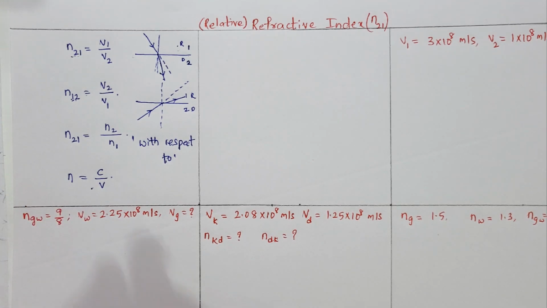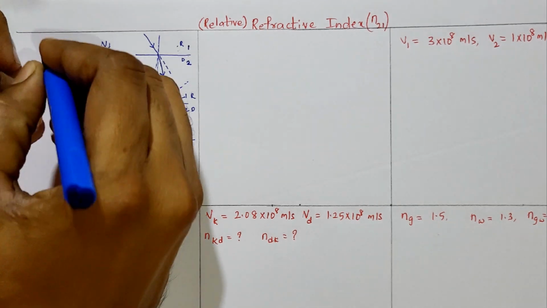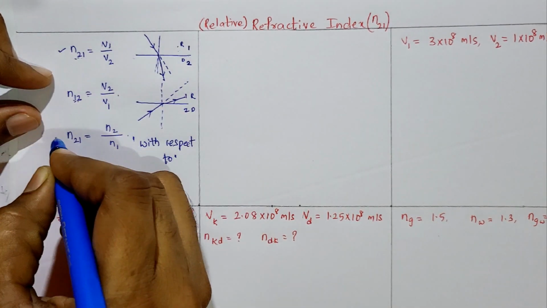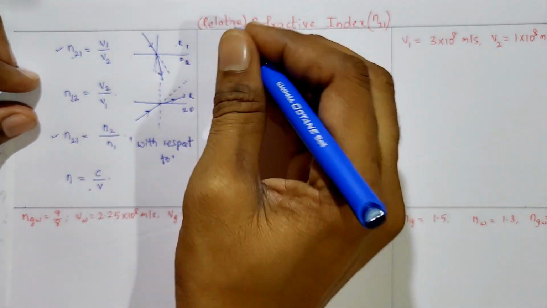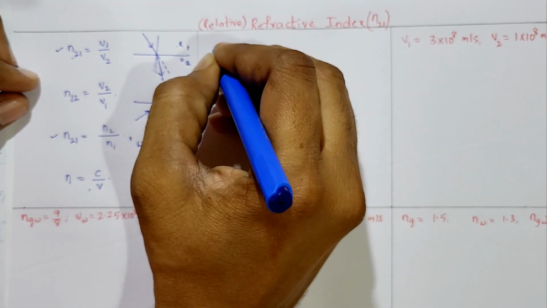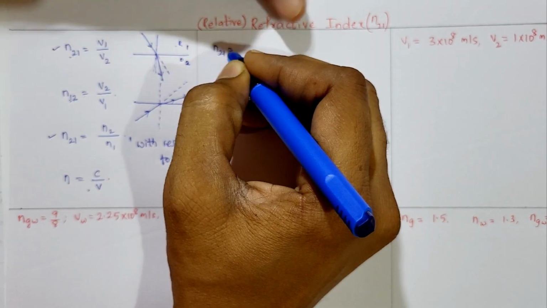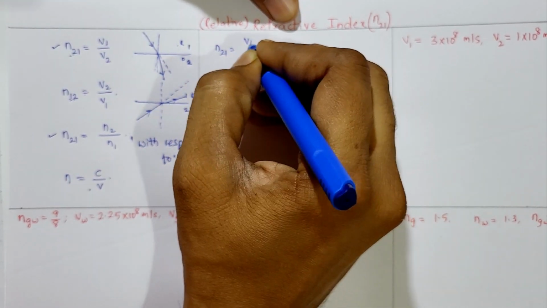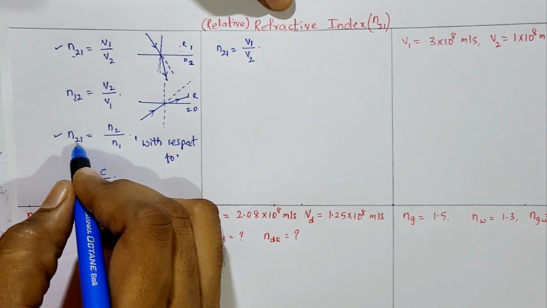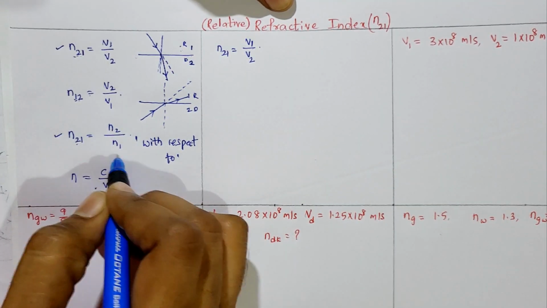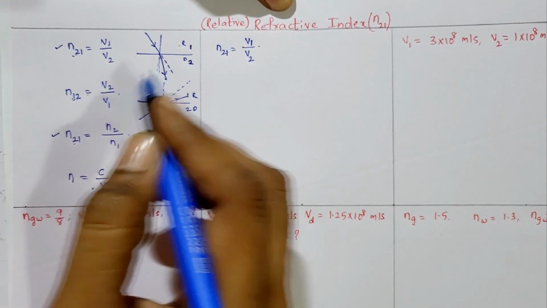Do we need to remember three formulas? No, all the formulas are the same. How are they the same? See, n21 is equal to v1 by v2, and n21 is equal to n2 by n1. I'll prove that these two are the same. I wrote n21 is equal to v1 divided by v2, correct? I'll come from this formula to the other, which means both are the same.